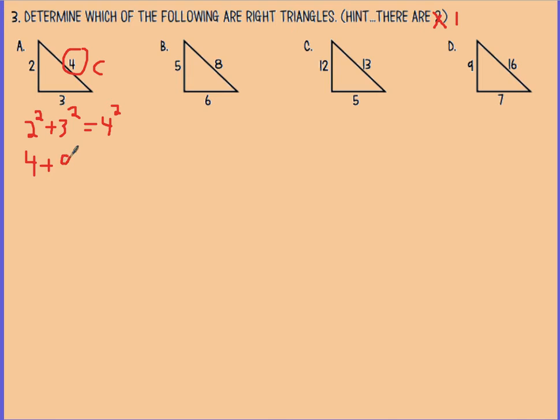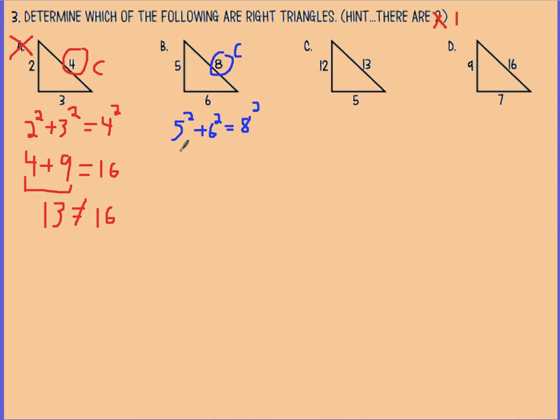4 plus 9. Does that equal 16? Well, 4 plus 9 is 13. Does that equal 16? No, that does not equal 16. So A does not work. That's not a right triangle. Let's try the same here. 8 would be the longest side on this one. Always look at the numbers because we're just trying to say, is this a right triangle? And we'll say 5 squared plus 6 squared. Does that equal 8 squared?